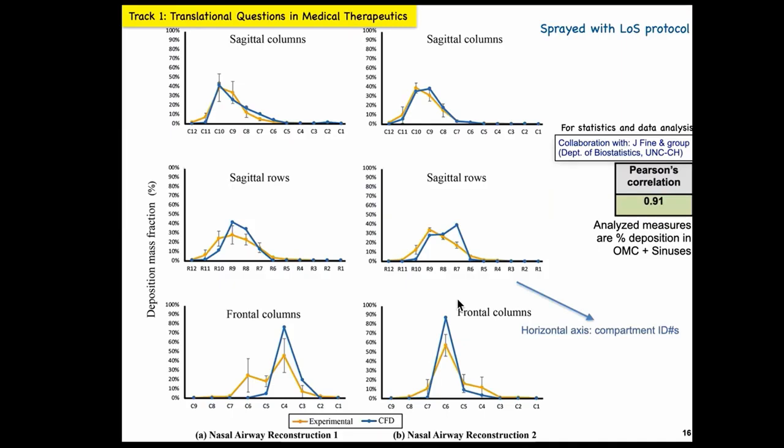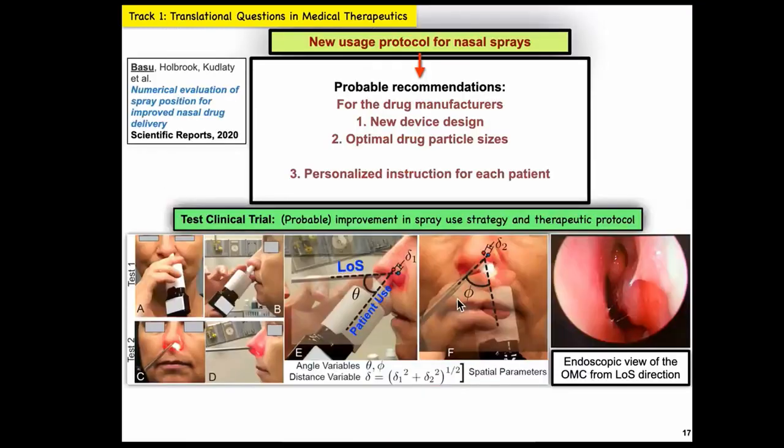And you can see that the deposition mass fractions are not exactly similar between the experiment, which is in yellow here, and the CFD data, which is in blue here. But still, the trend is sort of agreeable. And hence, I did a rank correlation test, and the coefficient comes out to be more than 0.9. So we can assume that there is good agreement between the CFD and the experiments here. So with this concludes the first project that I wanted to discuss.